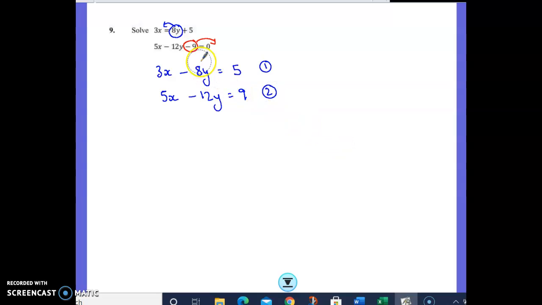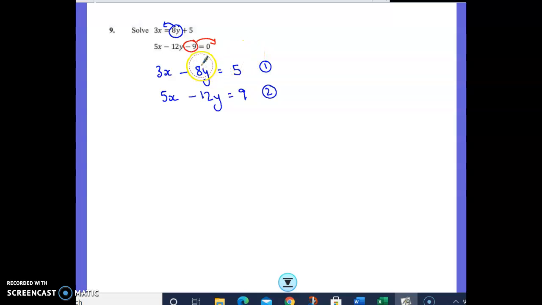So looking at the middle numbers then, I've got an 8y and I've got a 12y. Smallest number that 8 and 12 both go into is 24. So I'm going to make these up to 24. Now, a bit like when you're doing your fractions, if you don't pick the smallest number, it doesn't matter, but you will need to simplify it down at the end. You would need to take a common factor out from the whole equation. So it's a lot easier if you can find the smallest number.